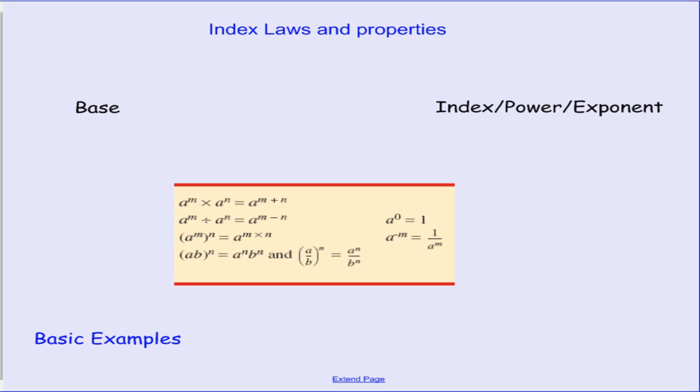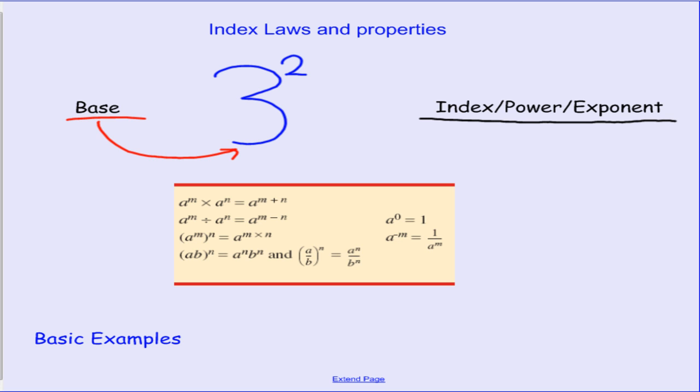The first thing we need to be able to know is what is an indice. Here is an example of an indice. 3 to the power of 2, 3 squared. So first off, we need to be able to label the components. The base of this indice is the 3, and the index, power, or exponent, it is called many things, and each question tries to trick you and use those different words, so we need to be aware that it does have 3 names, is the little number up the top.